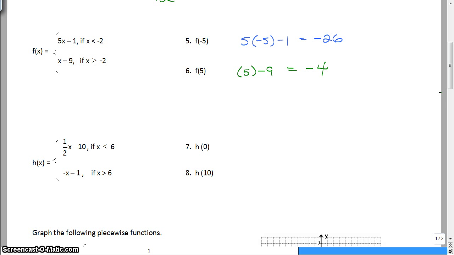So you get to pause the video and try h of x. I want you to find h of 0, and I want you to find h of 10. Go for it. And h of 0 is less than 6, so you have 1/2 times 0 minus 10, so you get a negative 10. And then for h of 10, 10 is greater than 6, so you have negative 10 minus 1, which is a negative 11. And that's evaluating piecewise functions.